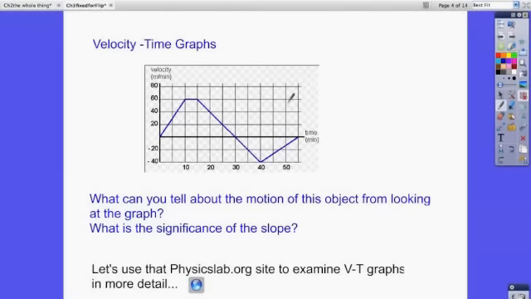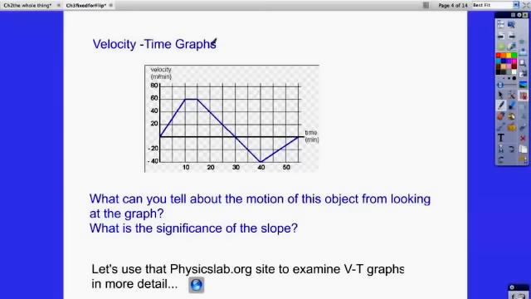Let's talk about velocity time graphs a little bit more than we already have. This velocity time graph looks a lot like the one that we saw before in that it has nice, crisp, straight lines, no curvy stuff going on. What can you tell about the motion of the object looking at this graph?